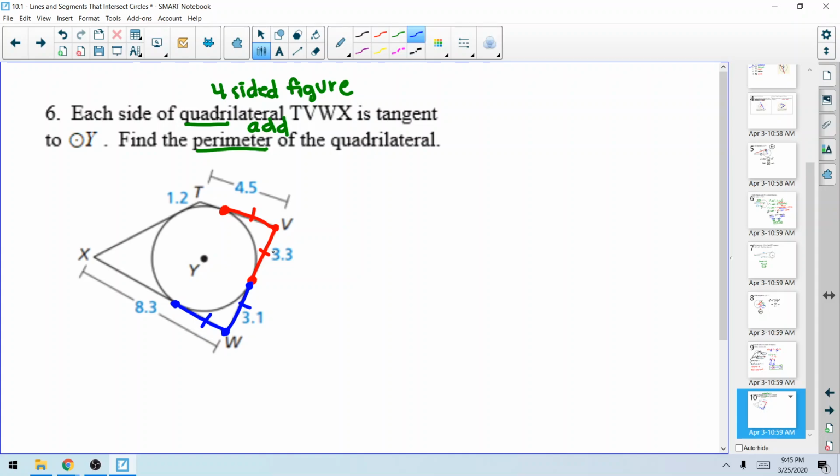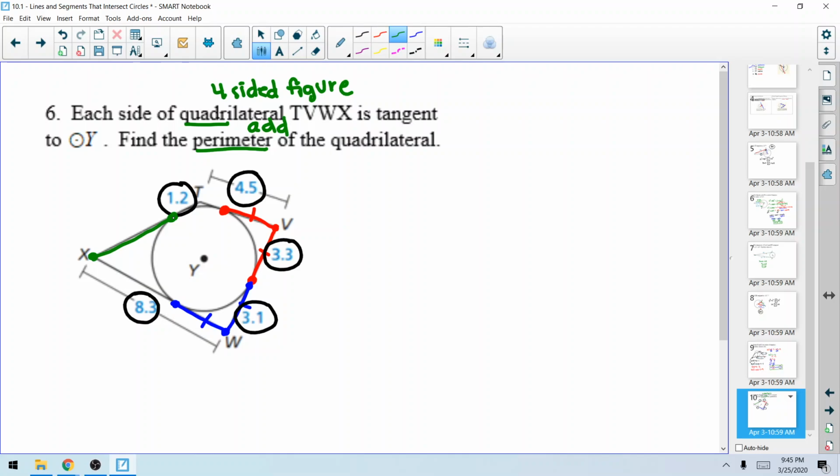Okay, so we need to find the perimeter. I'm looking at this top TV. Well, that's 4.5. That's great. Then I'm looking at VW. Well, that's 3.3 and 3.1. That's great. So far, I can just start adding. Then I'm looking at VX. Okay, well, that whole side is 8.3. That's fantastic. And then I've got a 1.2. So it looks to me like I'm only missing one part of this thing, and the part that I'm missing is right there. So that's what I have to figure out.